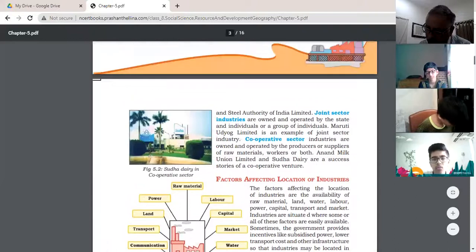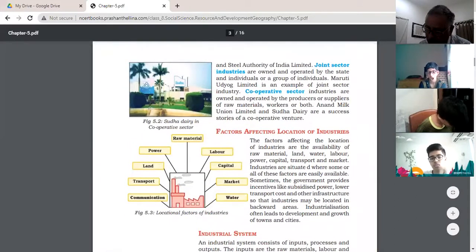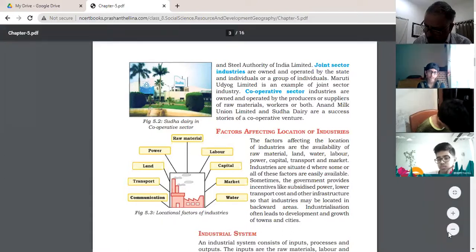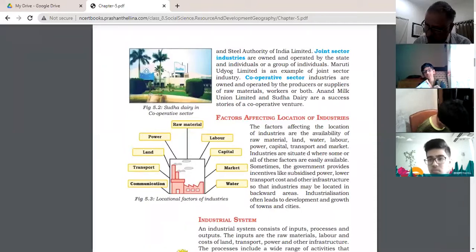Joint sector industries are owned and operated by the state and individuals or a group of individuals. Maruti Udyog Limited is an example of joint sector industry. Cooperative sector industries are owned and operated by the producers or suppliers of raw materials, workers, or both. Anand Milk Union Limited and Sudha Dairy are success stories of a cooperative venture.